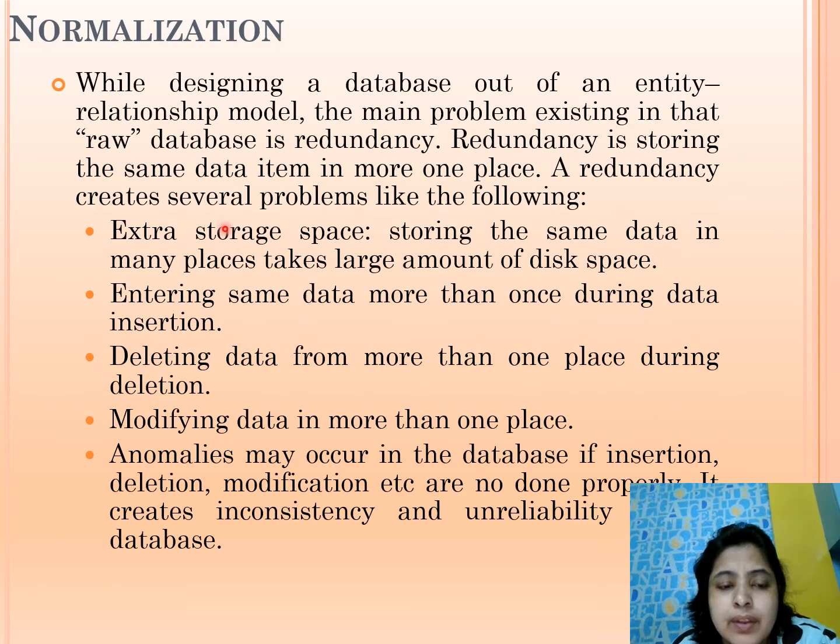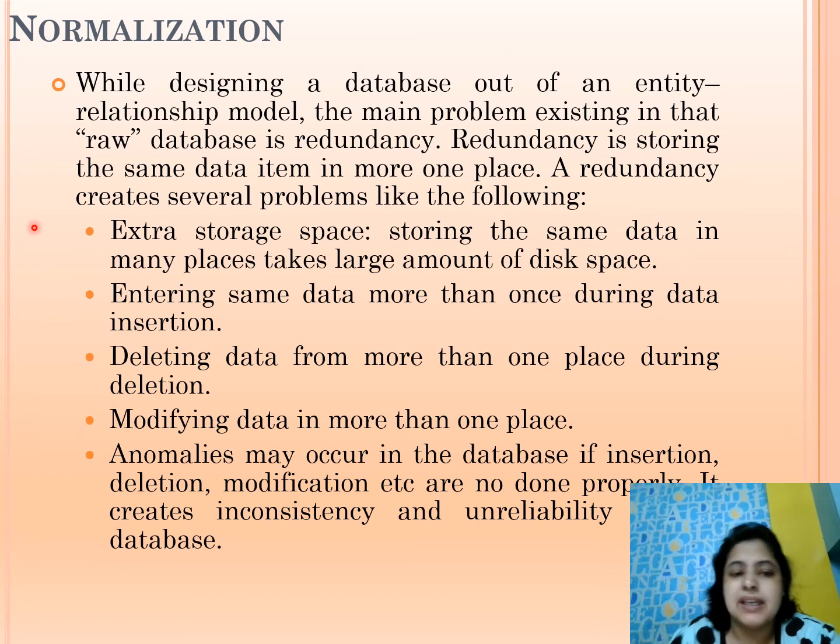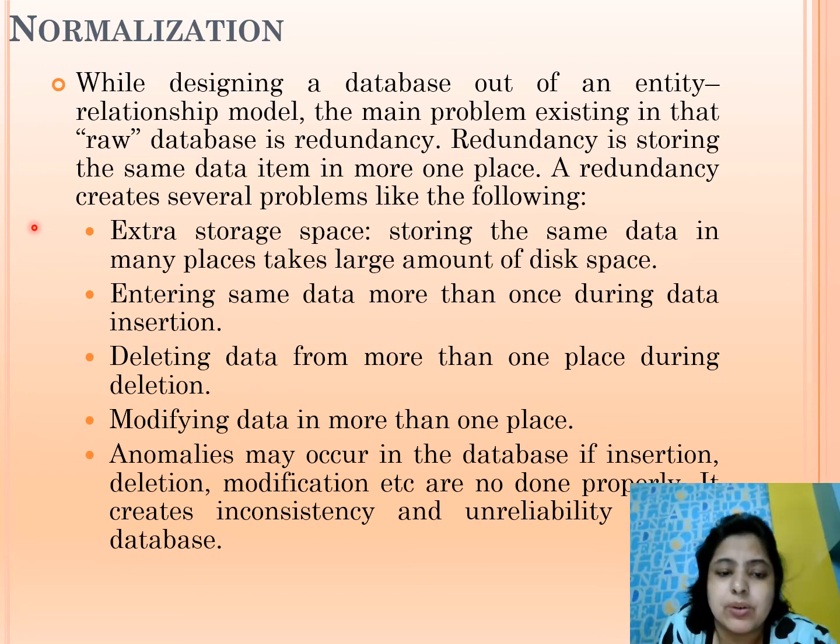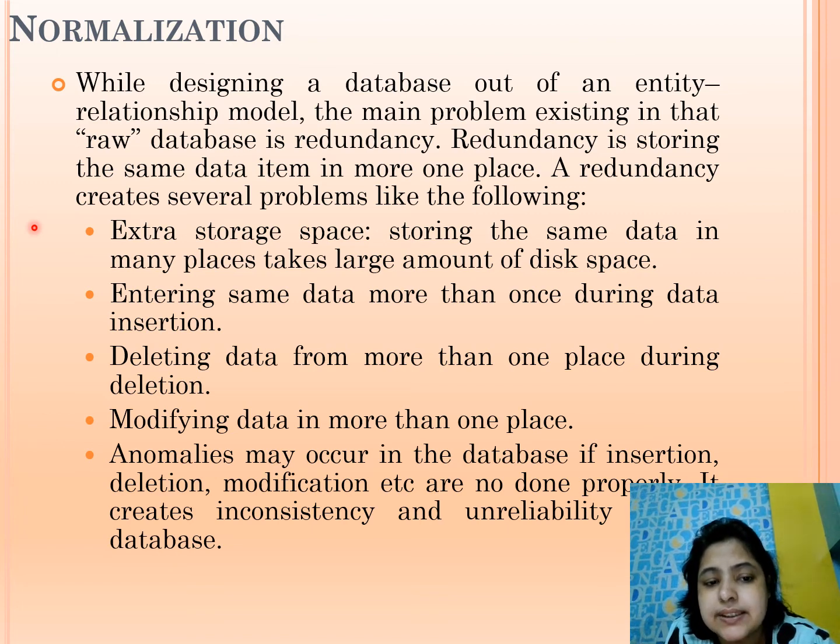Next is the part of normalization. Normalization: while designing a database out of the entity relationship model, the main problem existing in the raw database is redundancy. Redundancy is storing the data item in more than one place. When data is redundant, problems come. A redundancy creates several problems like the following. Extra storage space is the main thing.